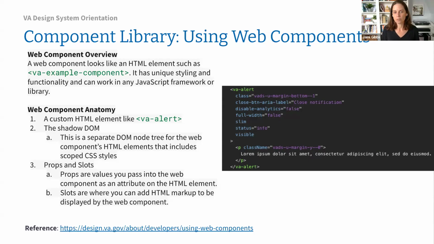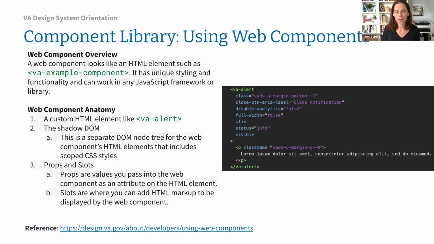Props are values that you pass into the web component. It's essentially like an HTML attribute. They also support attributes, as HTML elements do. And in the va-alert example, there are several properties on it, and also the normal attribute of class. It includes things like full-width, slim, status, visible. These are properties that you can change on the web component in order for it to do different things.